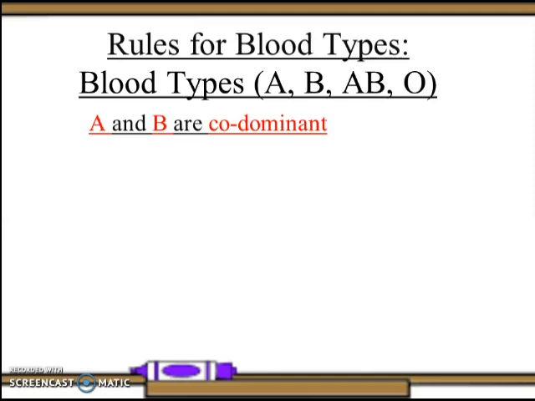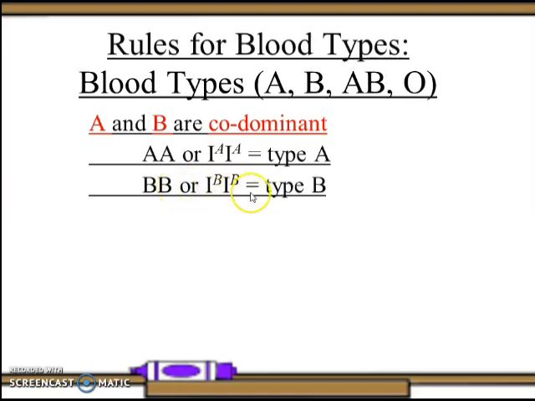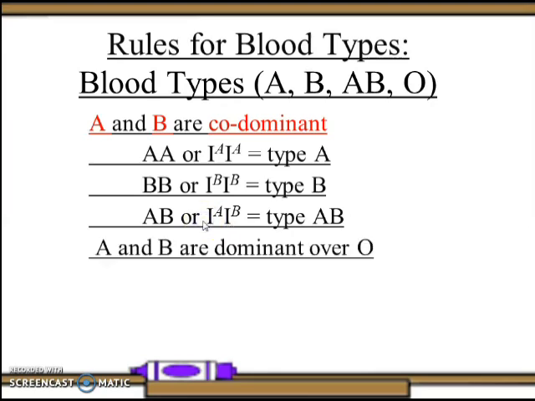Remember, A and B are codominant. The genotypes can be written like this: AA or IAIA, the one with superscript. And this is homozygous dominant for type A. BB or IBIB is homozygous dominant for type B. AB or IAIB is homozygous dominant for type AB. And A and B are dominant over O.